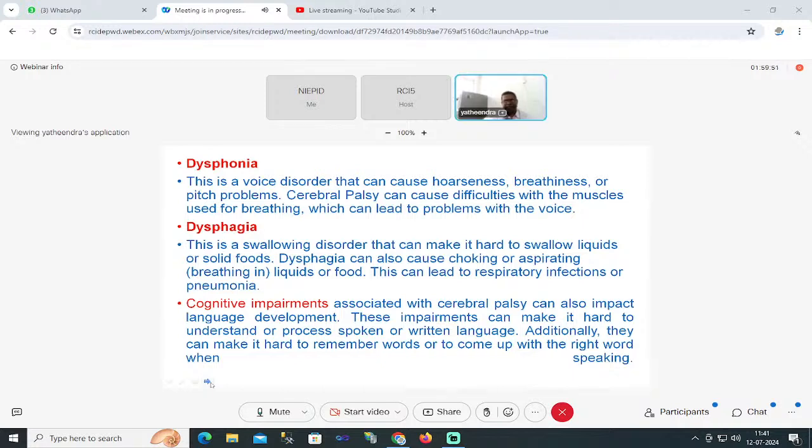There are associated problems with cerebral palsy like ID and hearing loss, which again cause more problems in learning language as well as expression of speech. The cognitive impairments can make it hard to understand or process spoken or written language. Additionally, they can make it hard to remember words or to come up with the right word when speaking.